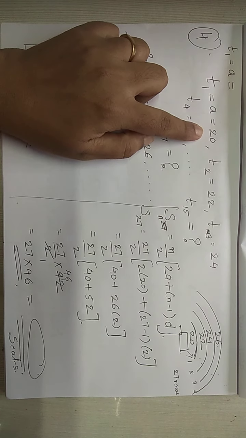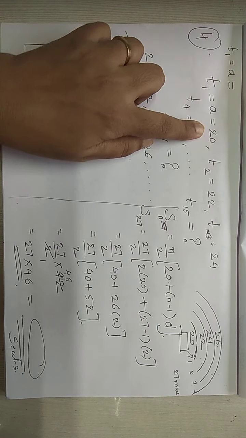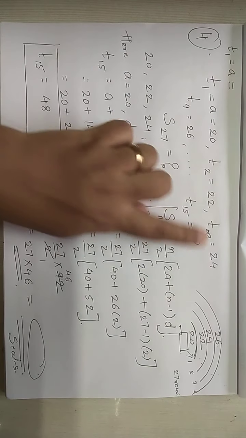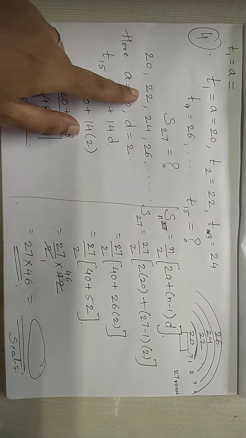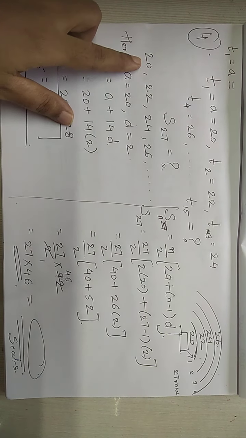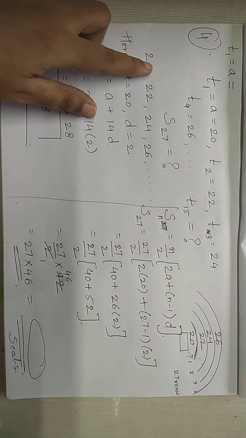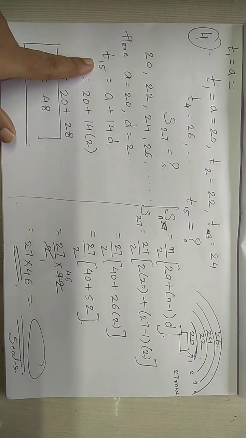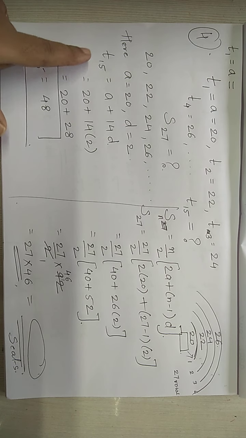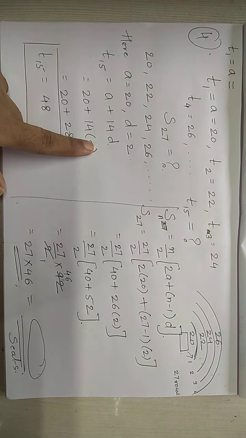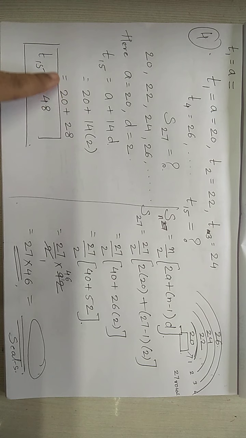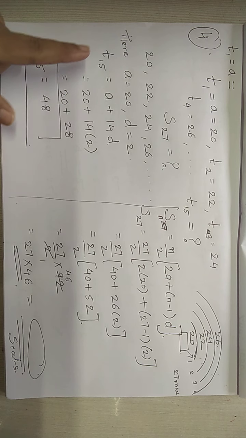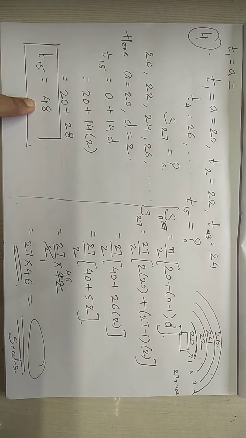The first row is having 20 seats. That means the first term will be 20, second term 22, third term 24, and so on. Now if you see, the arithmetic progression goes like this: 20, 22, 24, 26, and so on. If you observe, the first term is 20 and the common difference is 2. Now using the formula of Tn, we can write down T15. T15 is a plus 14d, that is equal to a is 20 plus 14 into d is 2. That is 20 plus 28, which gives you the answer 48. That means in the 15th row there are total 48 seats.